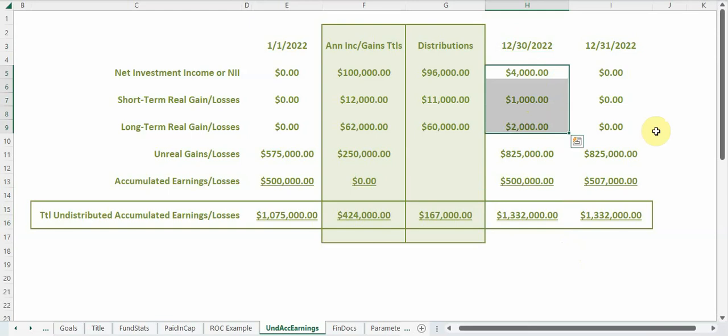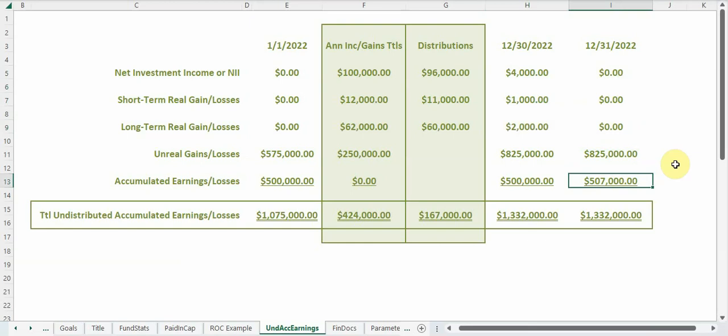It could return all or a portion of this in the form of a special distribution, or it could decide to roll the entire amount over into the following fiscal year. Now, in accounting, all income and expense accounts are zeroed out on the last day of the fiscal year, as you can see under the column header December 31st, 2022. And if you continue down to the accumulated earnings, you can see that the $7,000 was not distributed as a special distribution, but the fund decided to carry that amount over into the next fiscal year.